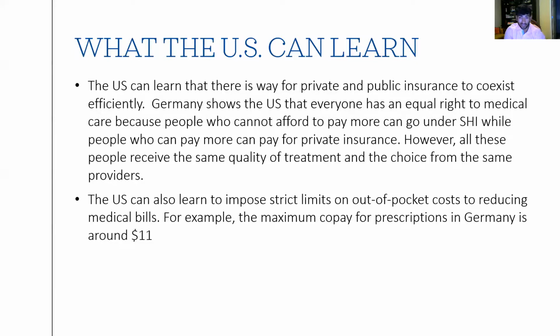The US can also learn to impose strict limits on out-of-pocket costs to reduce medical bills. For example, the maximum copay for prescriptions in Germany is around $11. Even if these drug makers are in a monopoly and make their own drugs, there are still strict guidelines and regulations in Germany to control the costs.